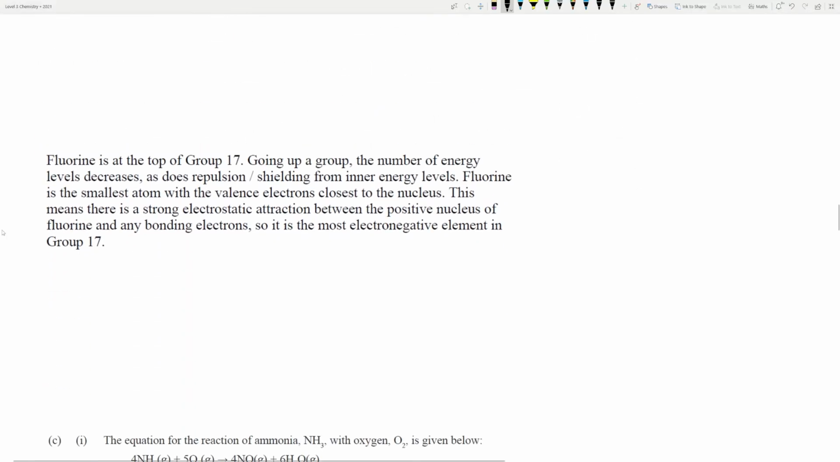If you look at that bit here, going up the group, let's see what it says: the number of energy levels decreases. Going up a group, the number of energy levels decreases. Yeah, of course. So does the repulsion, because there's less.